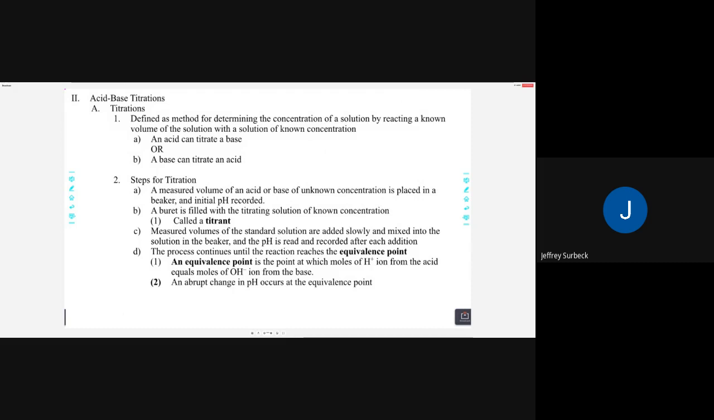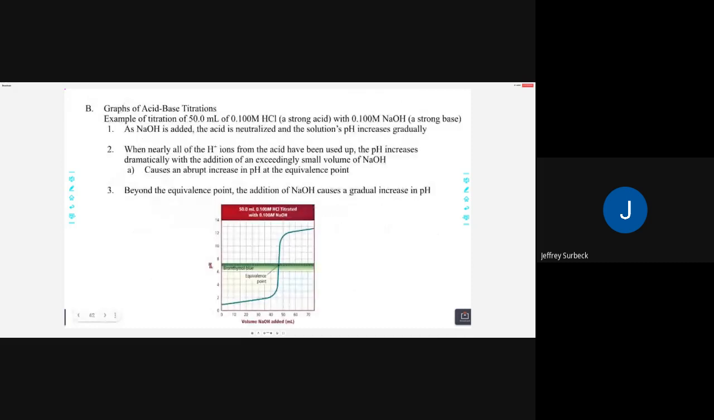It says equivalence point. At the equivalence point, you get an equal number of moles of acid, that's H+, and that's equal to your moles of base, which is OH-. So, moles of acid and base are equal at the equivalence point, okay? And that's important as we go through this.